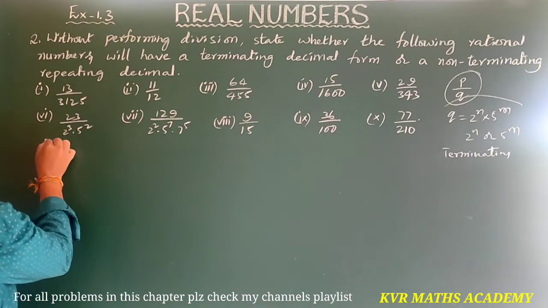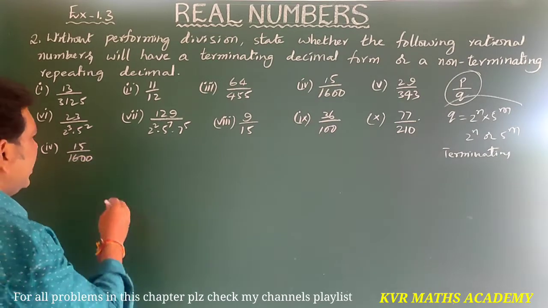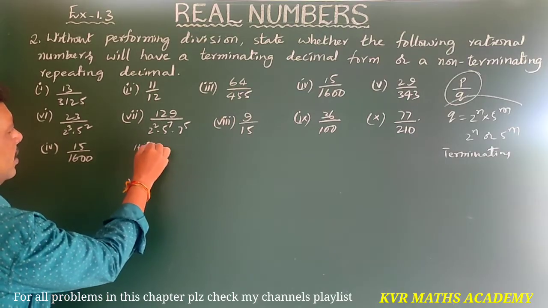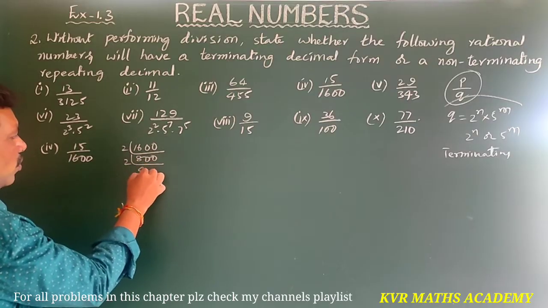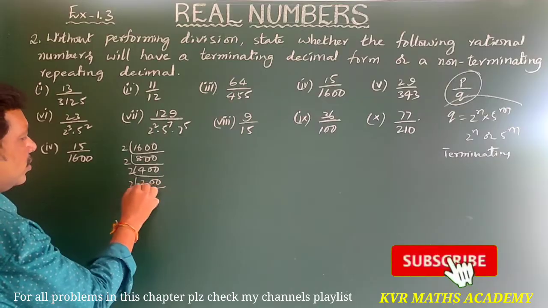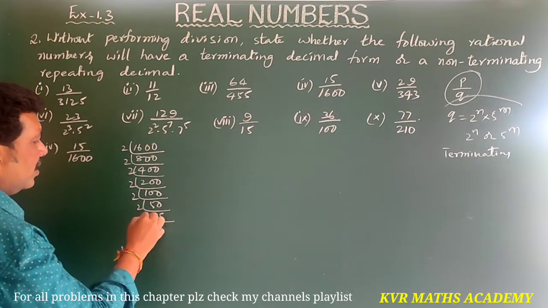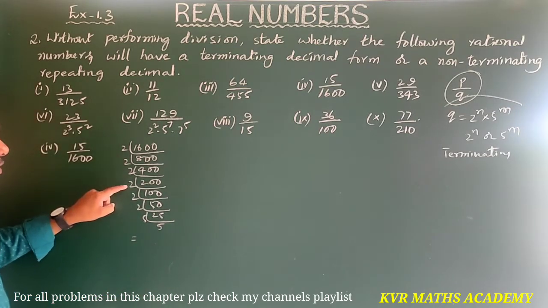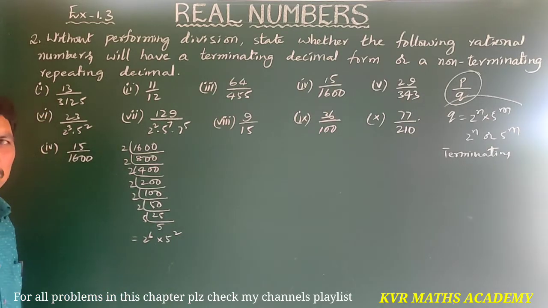Next, fourth one, 15 by 1600, right? Yes, convert the denominator into the product of prime factors. 1600, how can you write? 2 800s, 2 400s, 2 200s, 2 100s, 2 50s, 2 25s, 5 5s. So that is equal to 1 2 3 4 5 6. 2 power 6 into 5 power 2, 5 square.